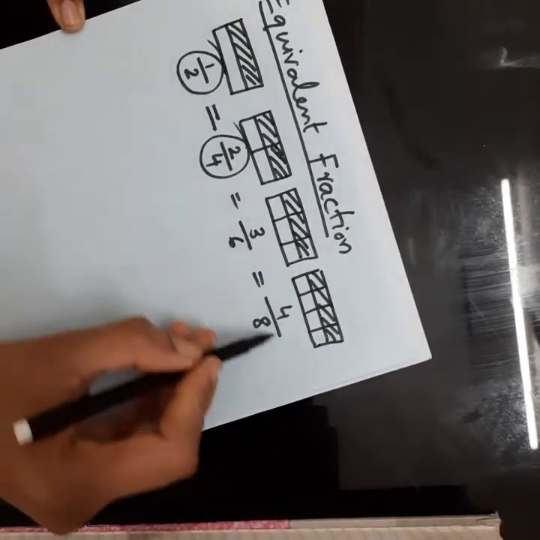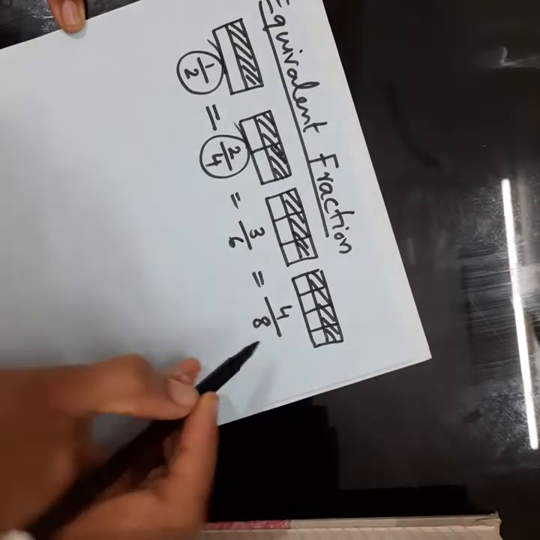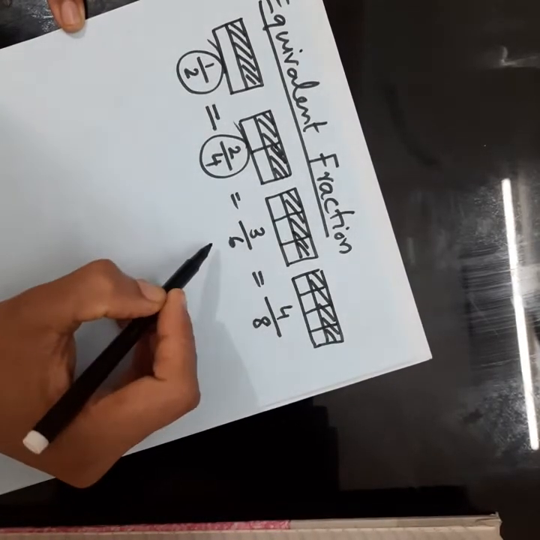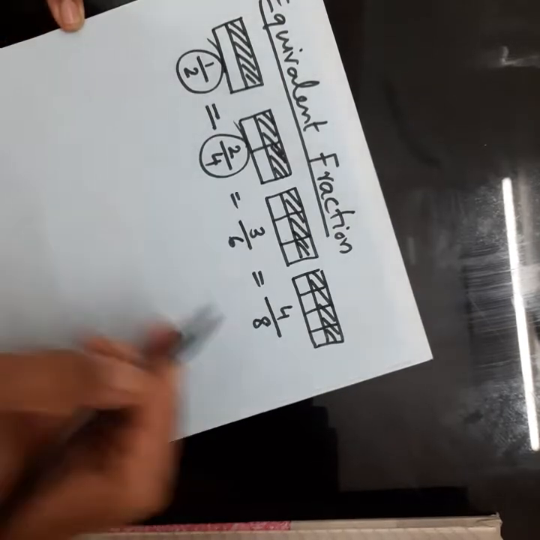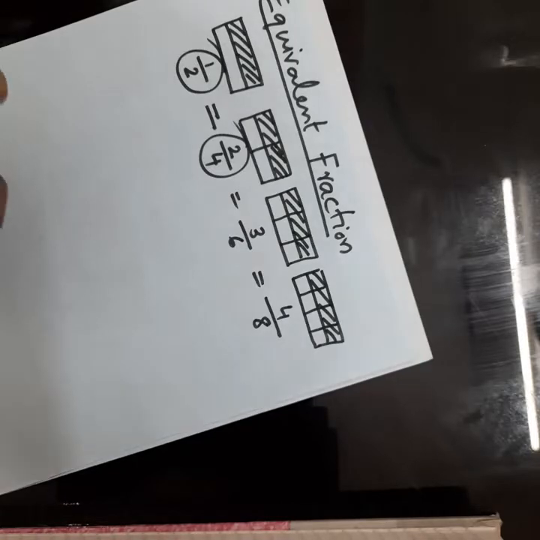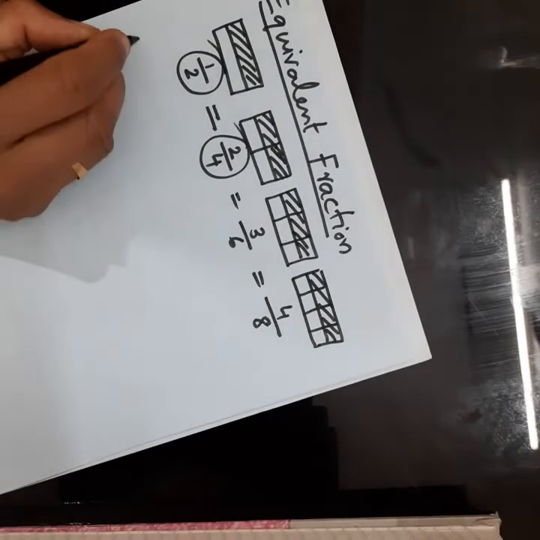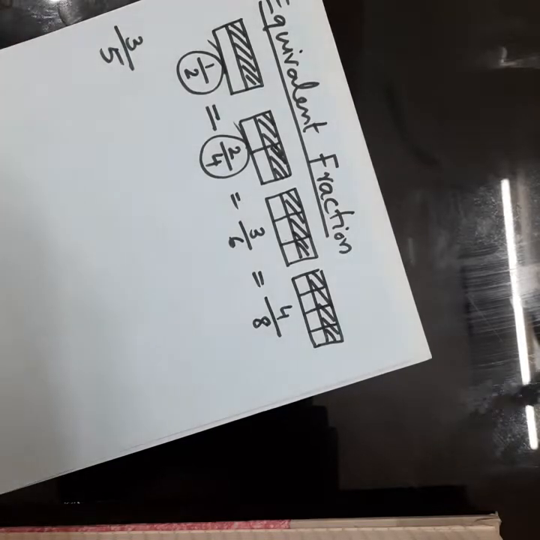So these are all equivalent fractions. 1 by 2 is same as that of 4 by 8. 1 by 2 is same as that of 3 by 6. So these are called equivalent fractions. Now let us see how we can find equivalent fractions. Let us write equivalent fractions of 3 by 5.